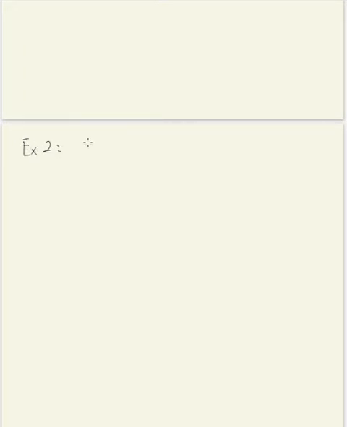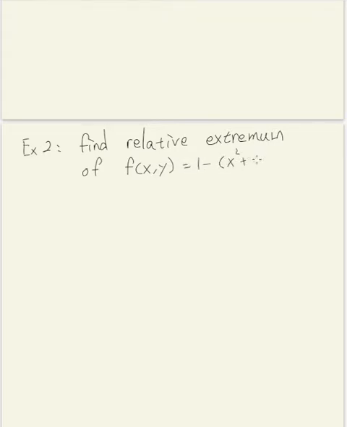Okay, let's do another one. Example 2. Let's find the relative extremum of f of x and y equals 1 minus (x squared plus y squared) to the 1/3.